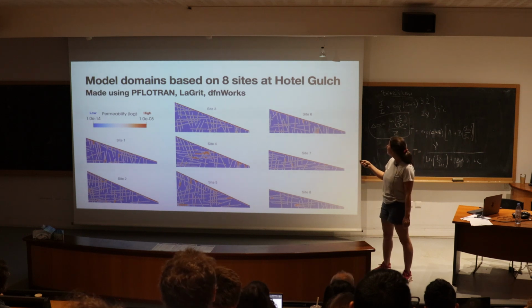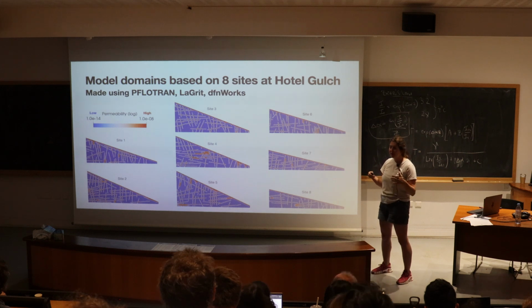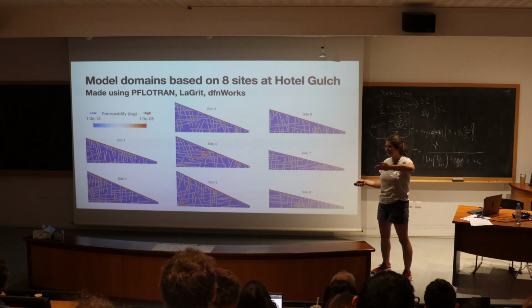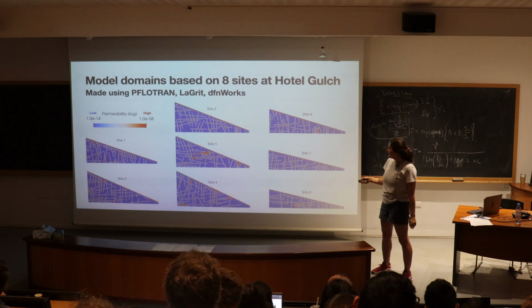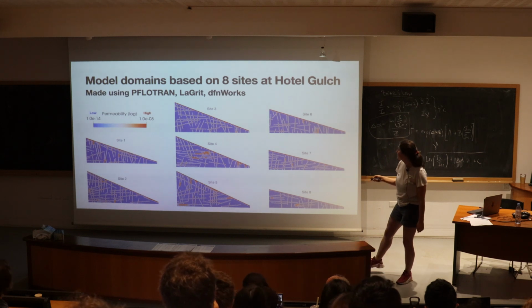We created these by generating 3-dimensional discrete fracture networks using DFN works, and then creating a fracture that's the shape of the hill slope and intersecting it with the 3-dimensional fracture network to get a 2D domain. And here you see blue shows our low permeability granite, and then our high permeability areas are the sediment at the top and the fractures.